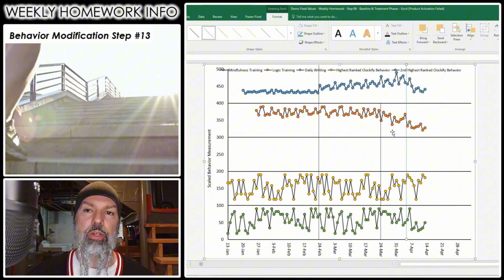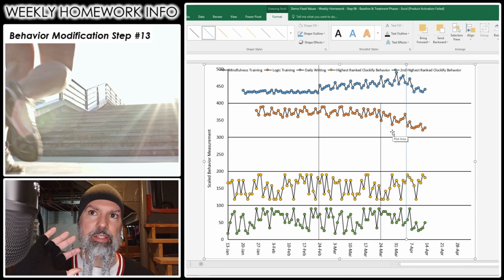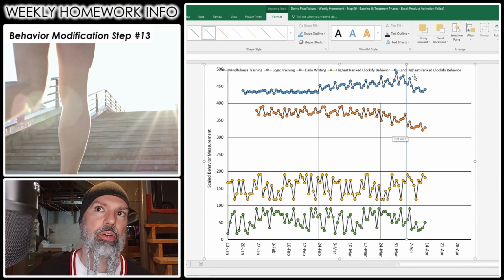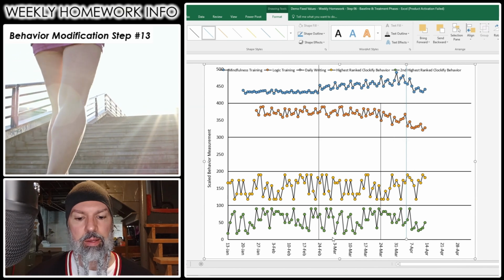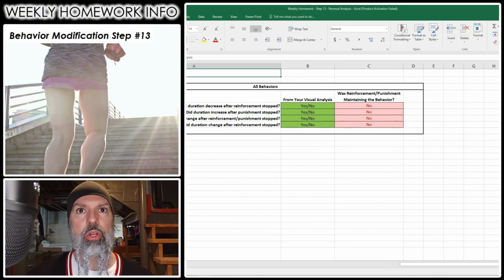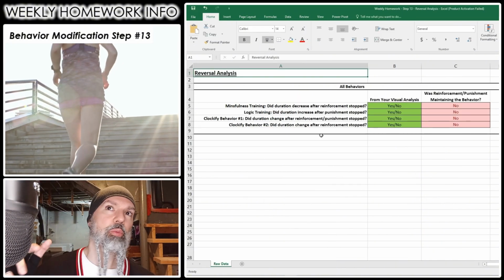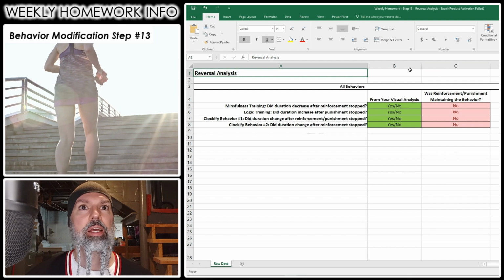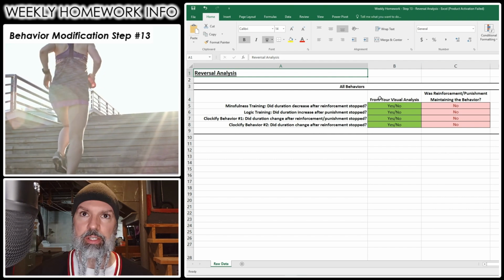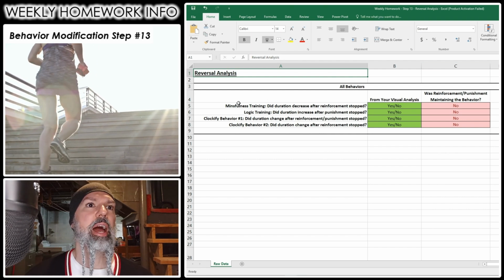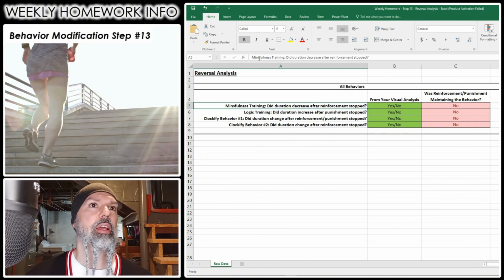So we need to basically make an analysis of this and make some decisions. What you're going to do is a visual analysis on the graph, and then you are going to use this weekly homework step 13 reversal analysis Excel sheet to help you make those decisions. So for example, it'll ask for mindfulness training.